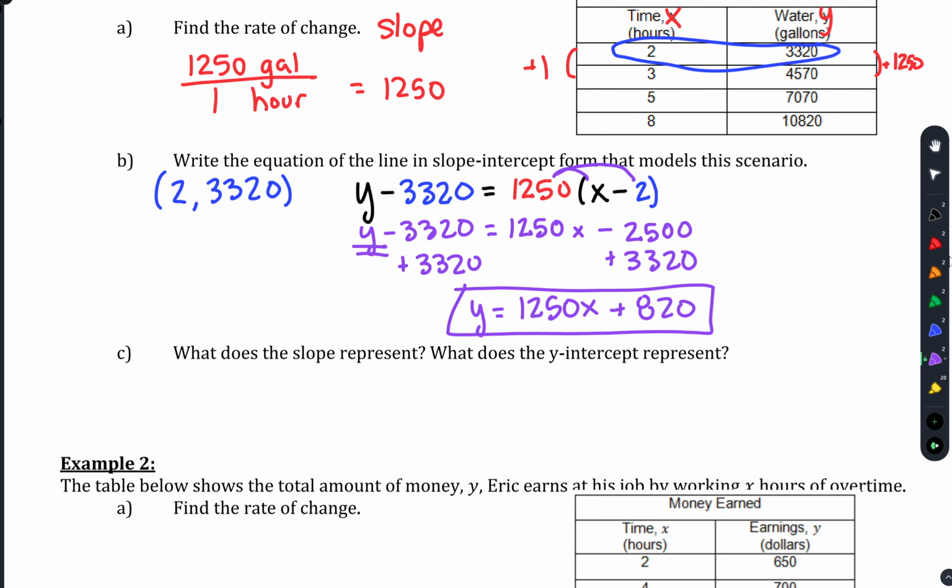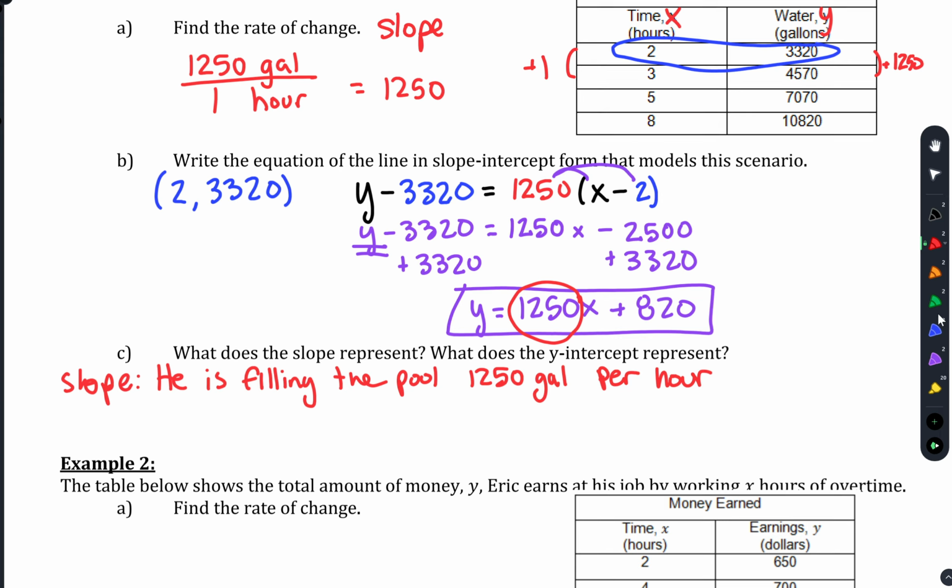Part C. Now it asks, what does my slope represent? Well, here's slope. What does that represent in this problem? Think about what Johnny is doing. How many gallons he's filling up this pool per hour. So he is filling the pool 1,250 gallons per hour. That's my slope.